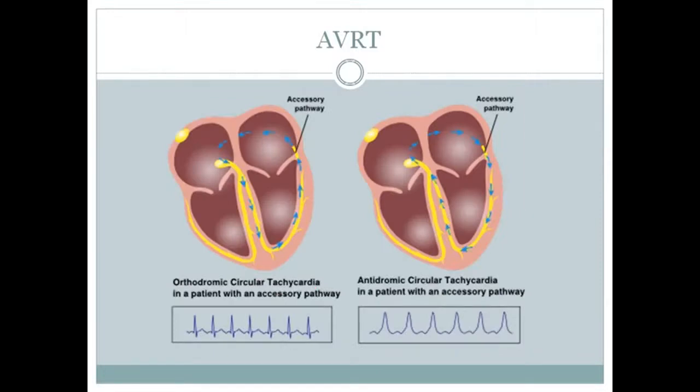To make it a little bit more interesting, this circuit can be what we call orthodromic. Orthodromic just means it goes through the natural pathway. The natural pathway is the AV node, His bundle, Purkinje fibers, and the conduction system. And it goes up the accessory pathway to the atrium and down again. This causes a narrow complex tachycardia.